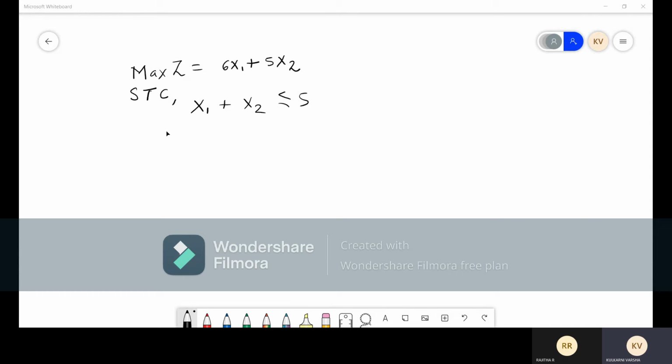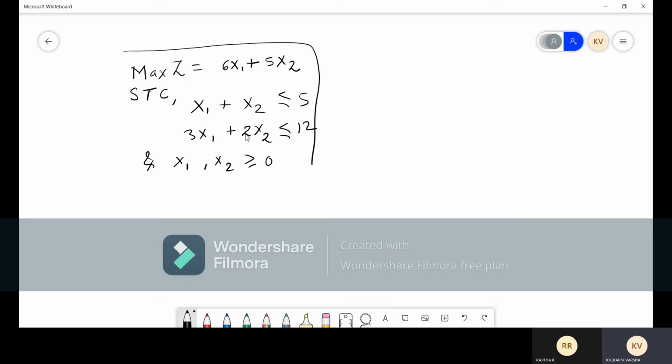And the second constraint was 3x1 plus 2x2 should be less than or equal to 12. And as usual, x1 and x2 should be greater than or equal to 0. So this is the first example we have seen in the last class, where we started formulating the LPP.